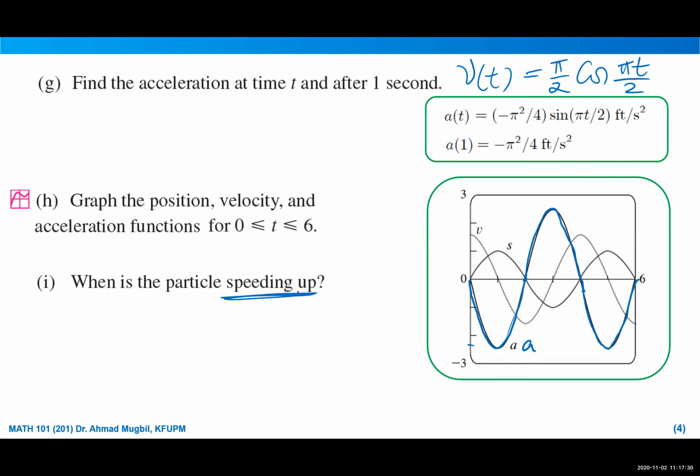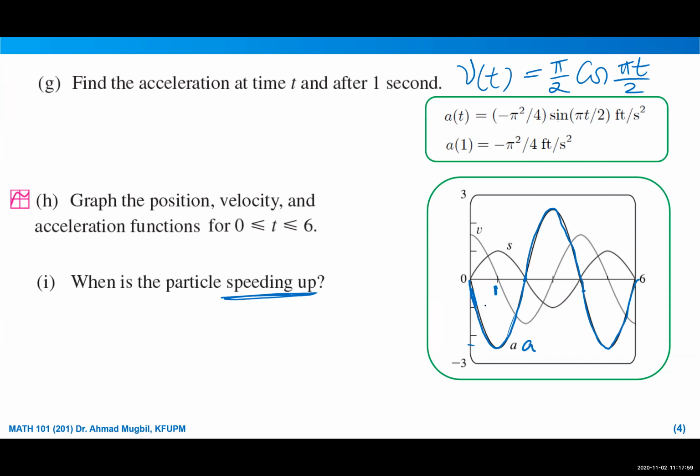Who can tell me where it is speeding up? Let's start from 0 to 1. Is it speeding up or slowing down? Slowing down. Why? Because the acceleration is decreasing, to the downside. So when the velocity is always decreasing, it will be slowing down. The velocity and acceleration should have the same sign.